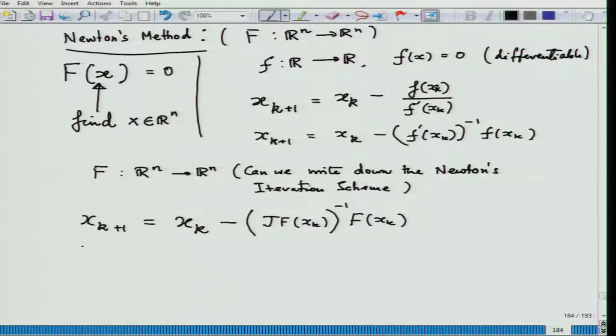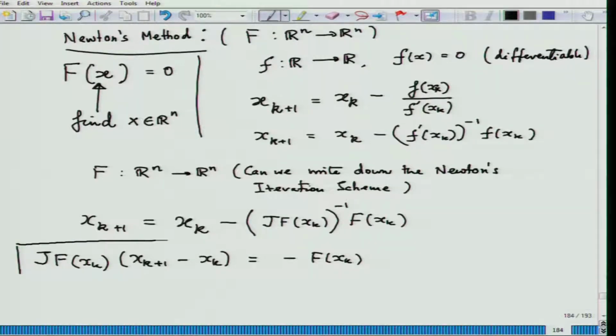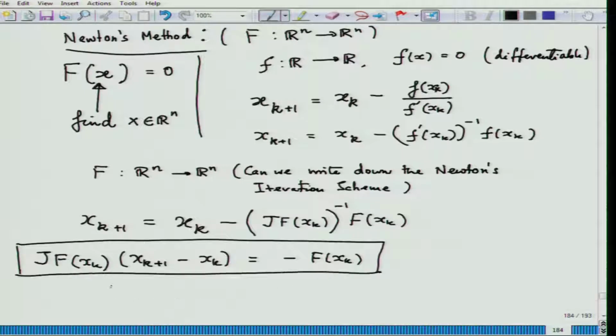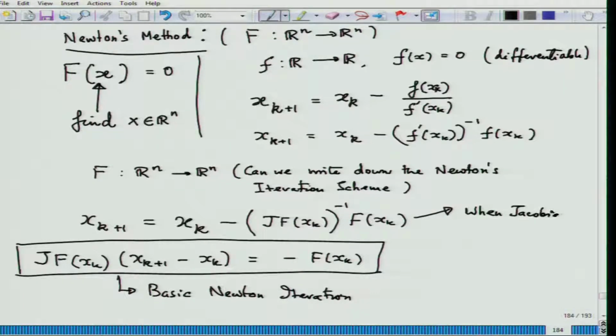So, if the Jacobian was not having the inverse, then possibly I could have written the whole thing down in this fashion. So, this essentially is the Newton iteration scheme. This is the basic Newton iteration, and this one is when the Jacobian has an inverse. The Jacobian matrix has an inverse.